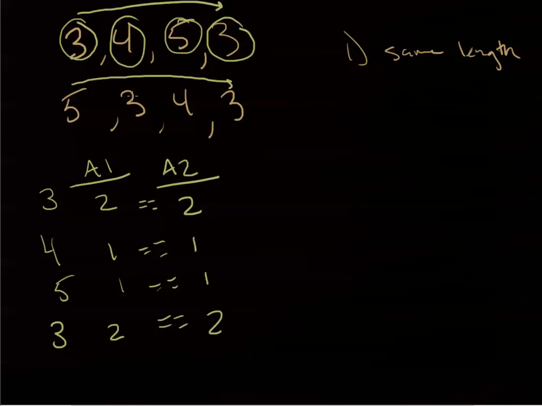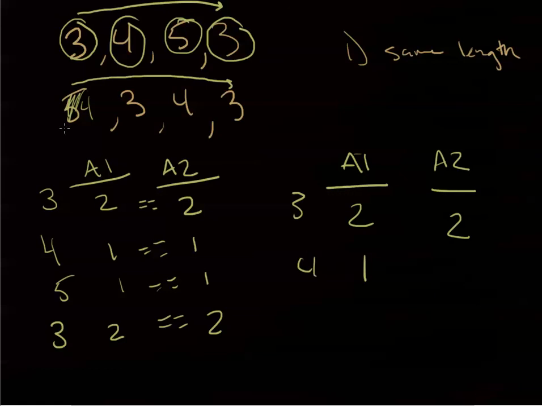Let's make this a 4, and go back through the same idea. I check through it, so this is 4, 3, 4, 3. I look at this 3. Okay, so 3 appears in A1 twice. It appears in A1 twice. 4 appears in A1 once. I count how many times 4 appears in A2. It's twice. These are not equal. I stop.